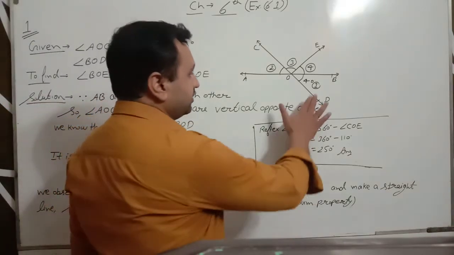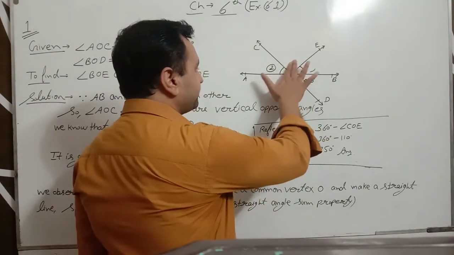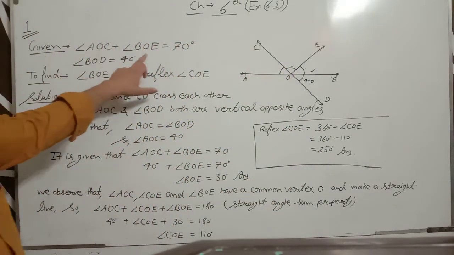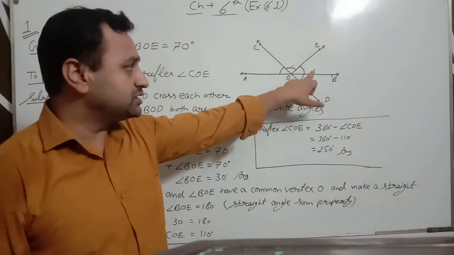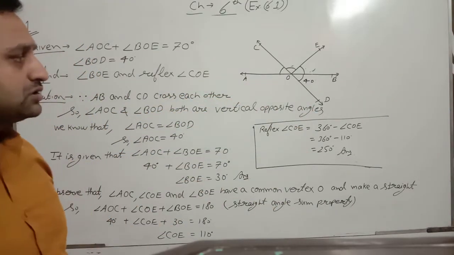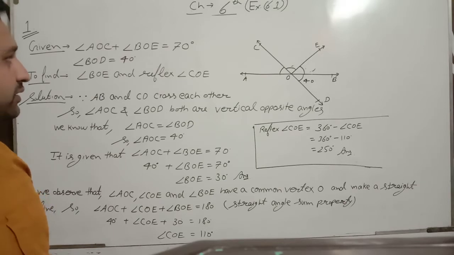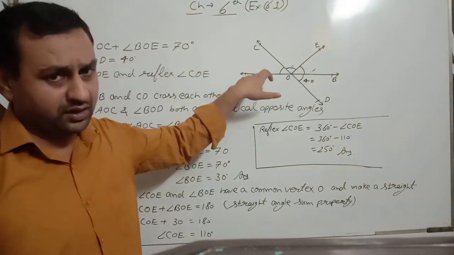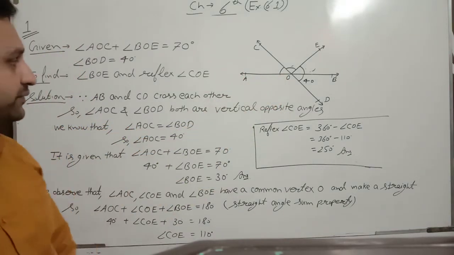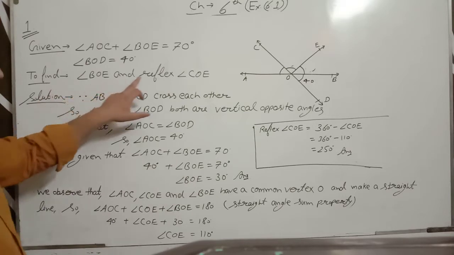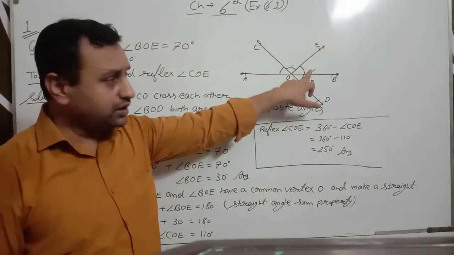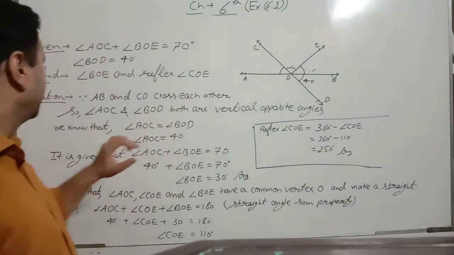In question number 1, the figure is already given, and the given is angle AOC plus angle BOE. The sum of both angles is 70 degrees and angle BOD equals 40 degrees. In the figure we also represent angle BOD equal to 40 degrees, but these two angles can't be represented because the sum is 70 degrees, but we can't say the value of each. We have to find angle BOE and reflex angle COE. Solution.